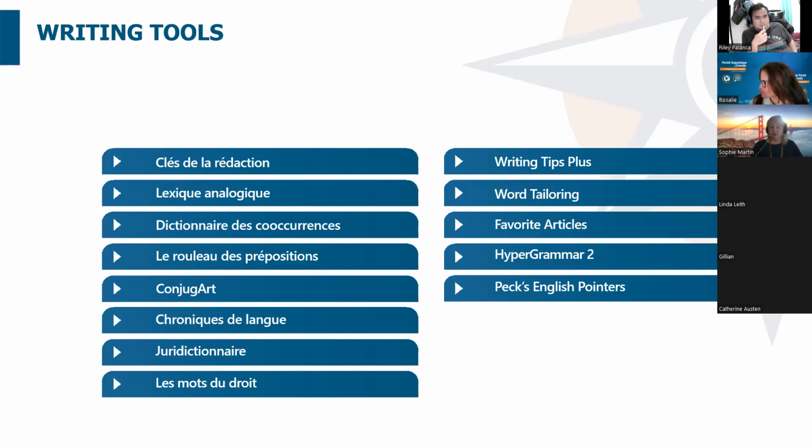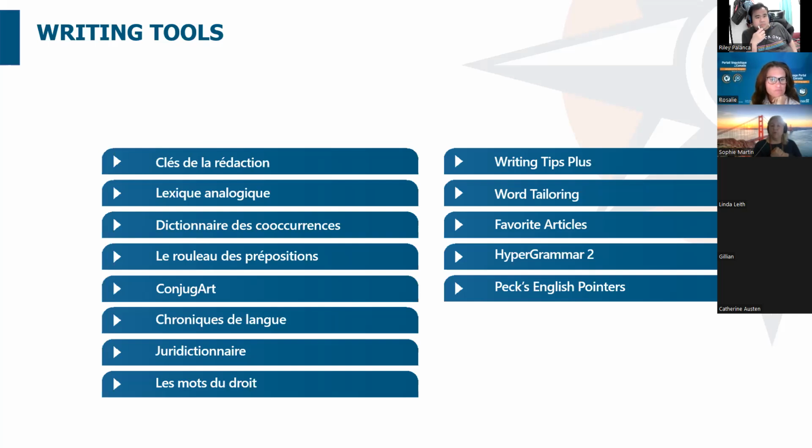Le dictionnaire des co-occurrences, you know, when you have these words that you don't know if they match together or not, do you write an exam, do an exam, make an exam? This tool is available in French only, but it'll help you to know what words go together in French. So, écrire un examen, faire un examen, effectuer un examen, you'll find that in there. So you'll find the verbs with the words.